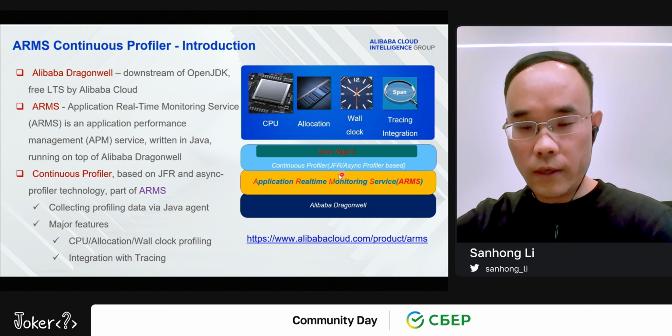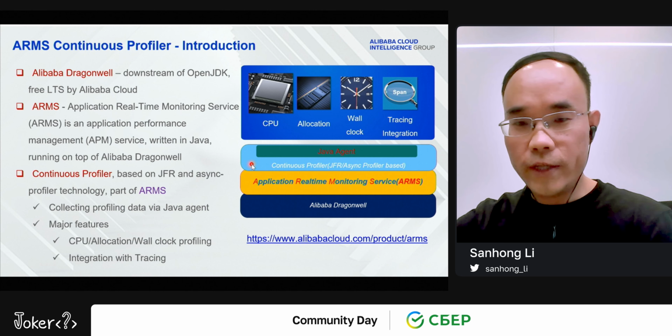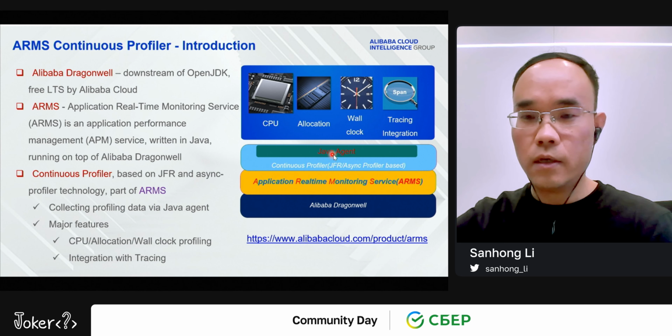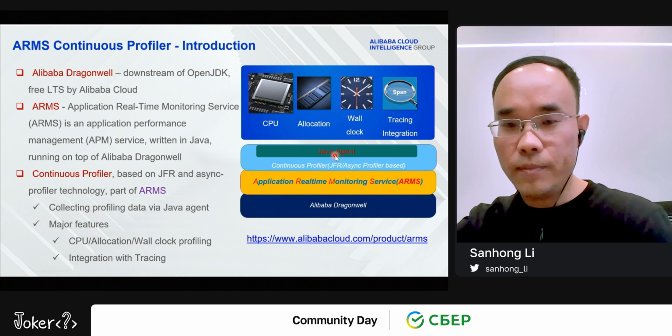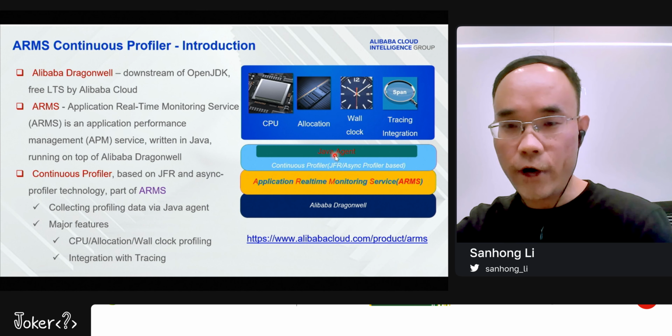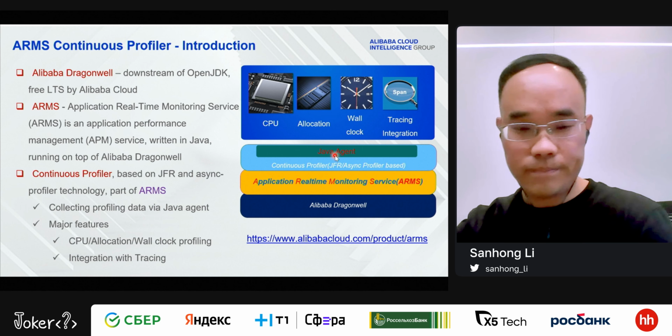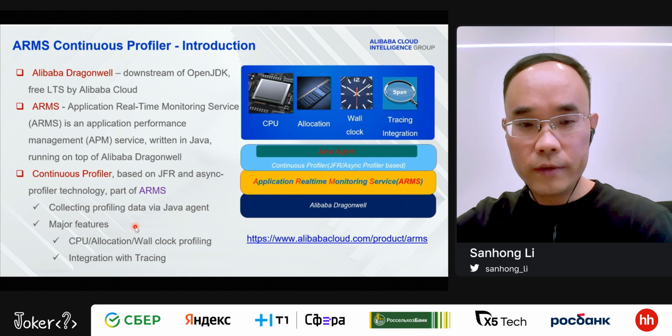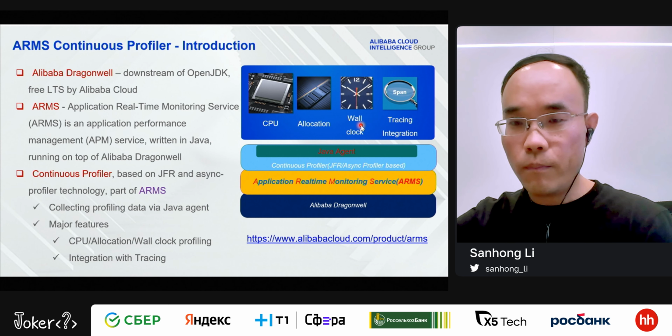And as I have mentioned, we need to collect profiling data for your application. We implement the continuous profiler based on JFR and async-profiler technology, which is a part of the ARMS product. We collect profiling data by relying on a Java agent. It means for each of our applications, we just implement the Java agent and ship it, and we use the Java agent to collect profiling data. The major features implemented by ARMS include CPU profiling, allocation profiling, lock profiling, as well as some integration between tracing and profiling. This is something I will discuss in detail.